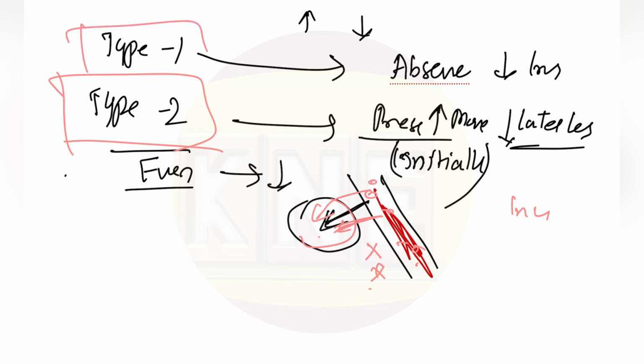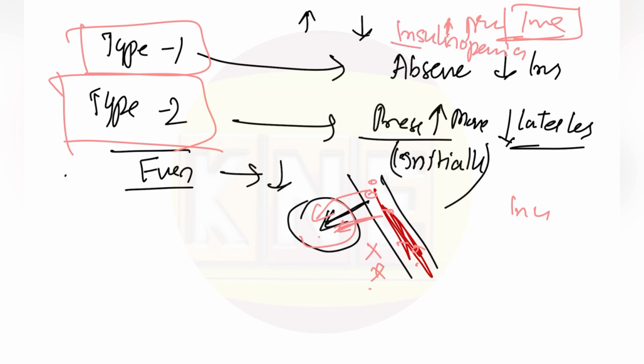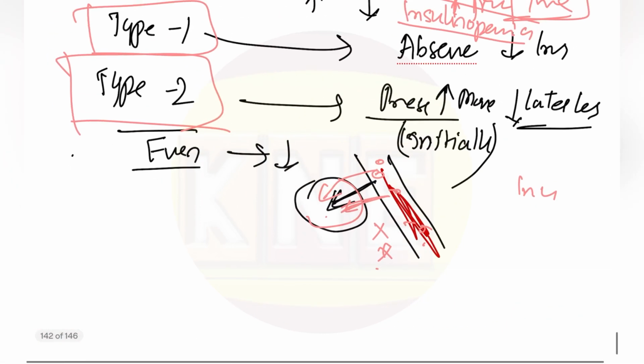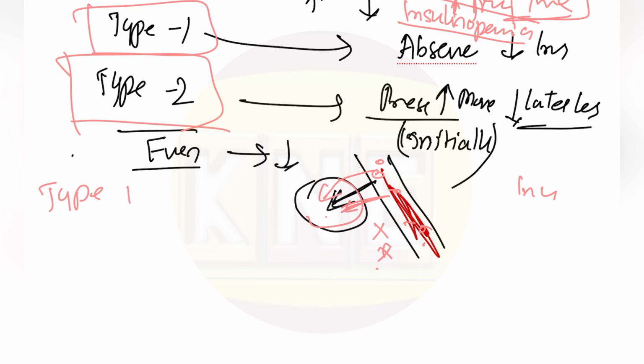But in type 1 there is no presence of insulin. This insulin deficiency is called insulinopenia, that means insulin is very low in the blood. Another type is type 1.5, which is called LADA.